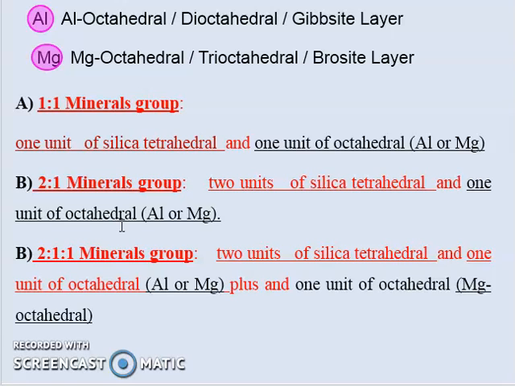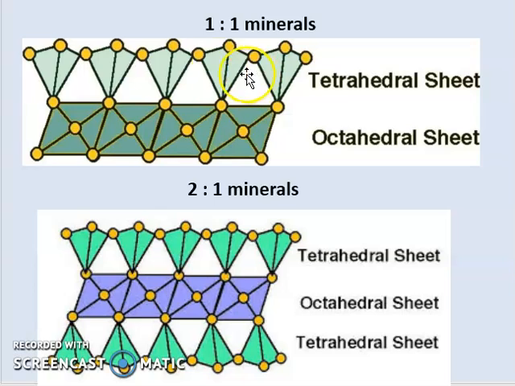In the 2,1 mineral group, there are 3 layers: a layer of silica tetrahedra, then octahedra, and then silica tetrahedra again. 2 of tetrahedra and 1 of octahedra. If you have a mineral of the 2,1,1 mineral group, this means that you have 2 units of silica tetrahedra and 1 unit of octahedra, plus 1 unit of octahedra again, of magnesium octahedra. We will explain this type of mineral again together. Let's see this shape for the 1,1 mineral.